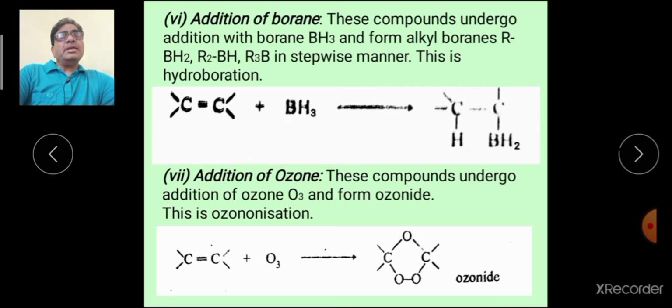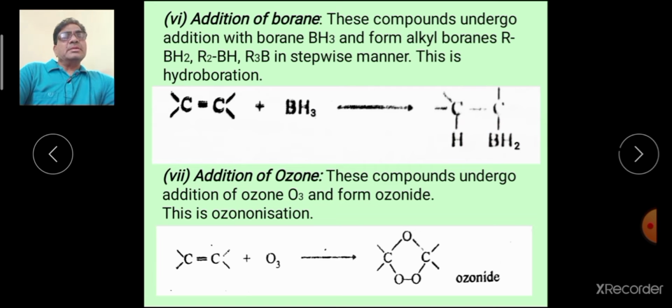Then addition of borane. On addition with borane, they form alkyl boranes, that is RBH2, R2BH or R3B, in a stepwise manner, and this is hydroboration. This is a compound containing a double bond, and borane. These two give the final product.